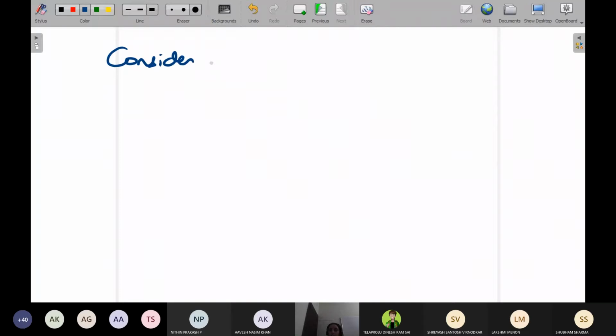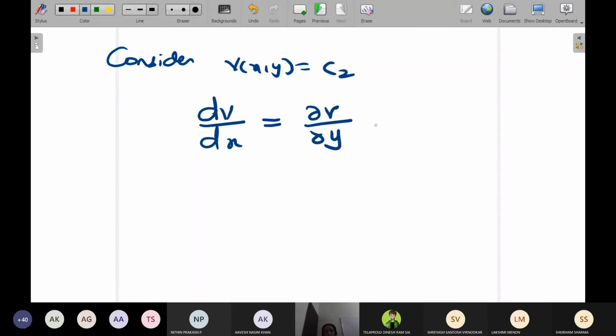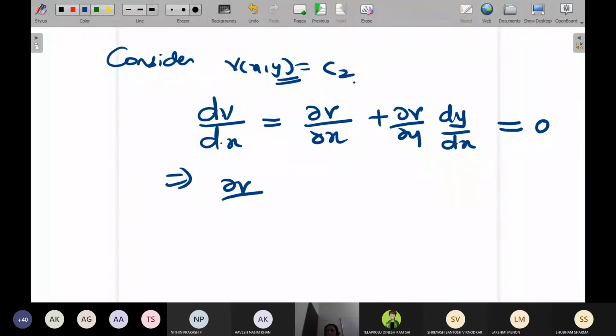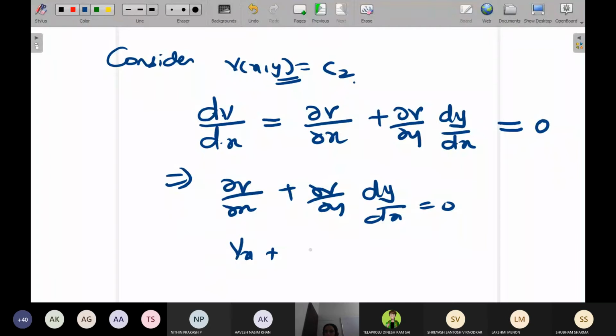consider v of x comma y is equal to some c2. Now find dv by dx. How will be dv by dx? Again, dou v by dou x plus dou v by dou y into dy by dx. This will be equal to 0 because v of x comma y is equal to c2. So I can write this as vx plus vy into dy by dx is equal to 0.